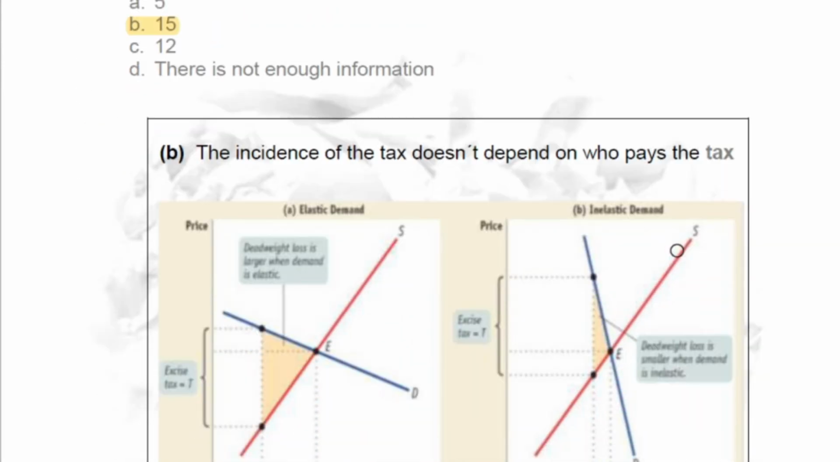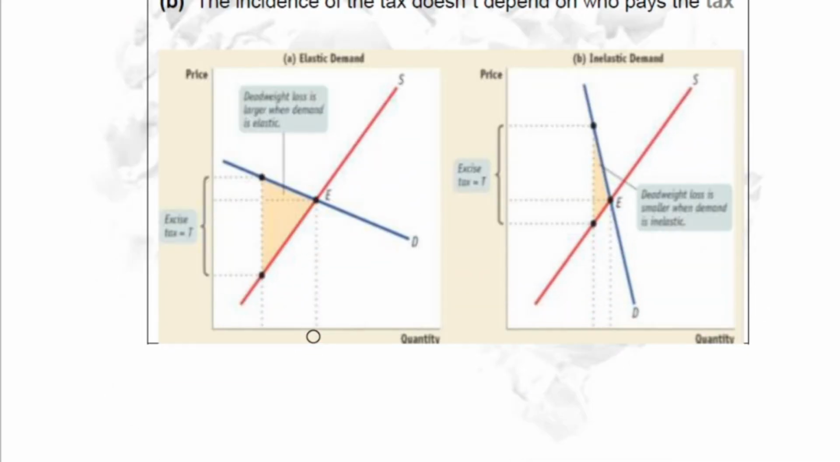I will explain later on that, remind that who bears more tax depends on who has the more inelastic curve. Okay, not on the question of who pays the money to the government.